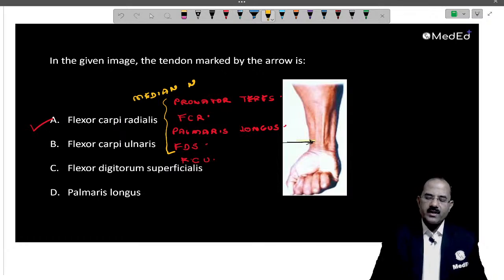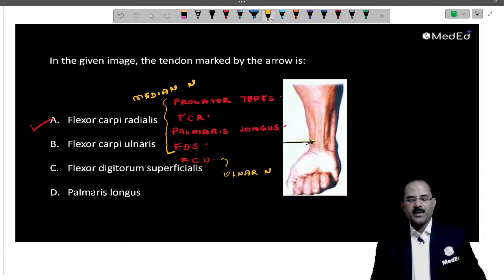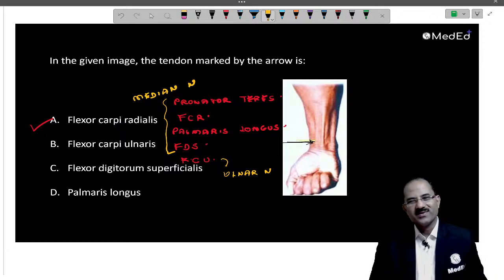Median nerve, and flexor carpi ulnaris is supplied by the ulnar nerve. Perfect.